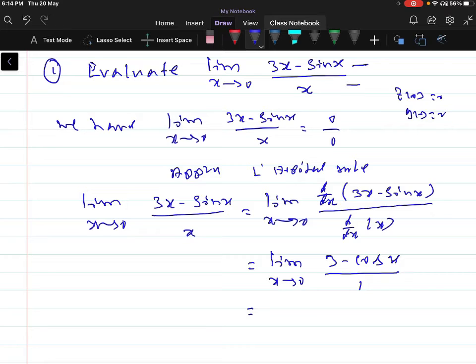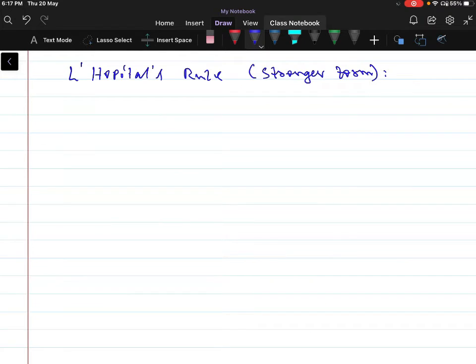So 3 minus cos 0, which is 1, by 1, so that is 2 by 1, we will get 2. L'Hopital's rule can be written in another way also, in the stronger form.